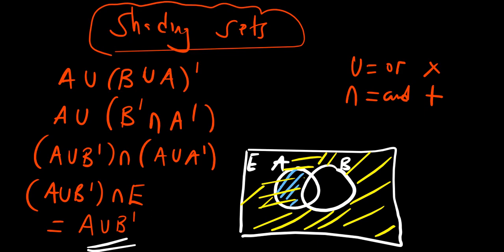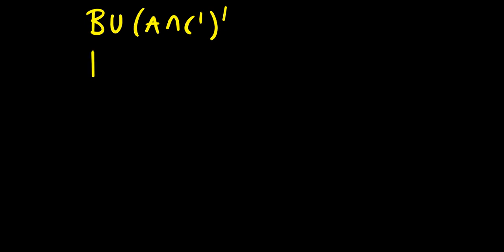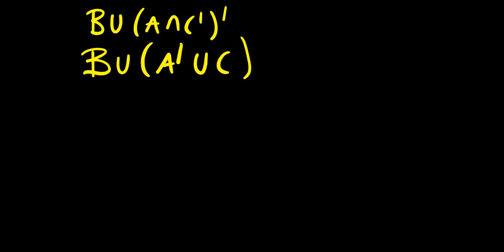Then let's solve the last one. Okay, let's say you are told to shade B union A intersection C complement, like that. So how are you going to shade this one? First and foremost, we have to first distribute, or you have to simplify. So B union, distribute the complement. When you distribute the complement, it will be on A, and the symbol changes to union. Then C has a complement plus that other complement. The complements cancel out each other. So this is the simplified form.